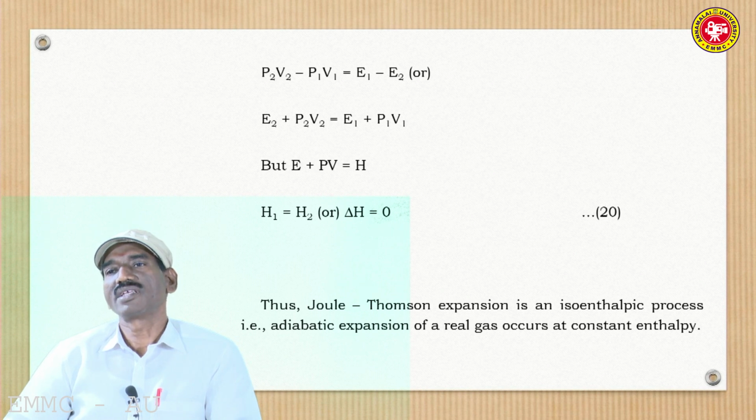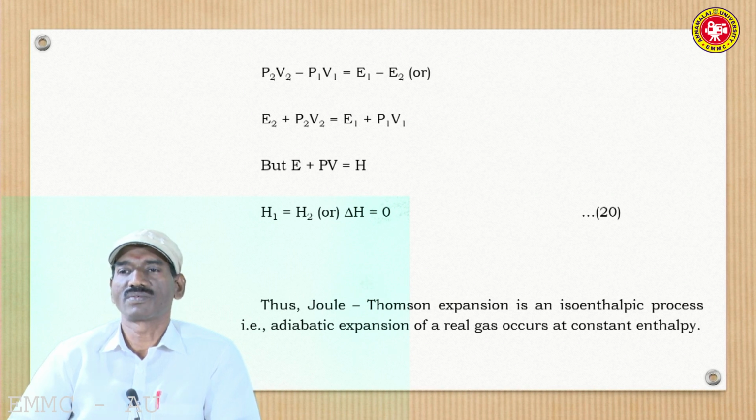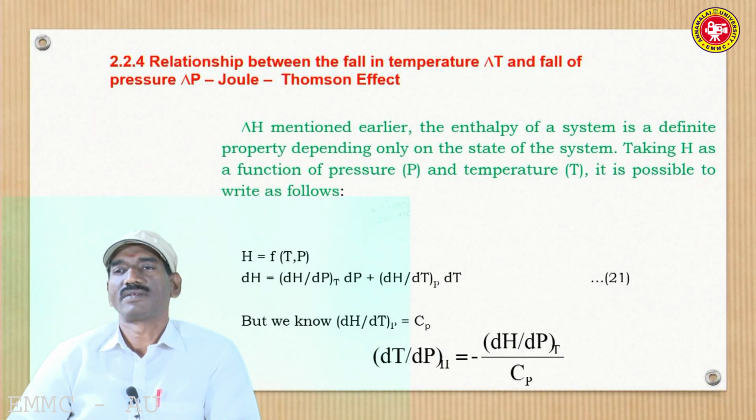P2 V2 minus P1 V1 is equal to E1 minus E2. So, based on this equation, H1 is equal to H2, or delta H is equal to 0. Now the relationship between the fall in temperature delta T and the fall of pressure delta P is based on the Joule-Thomson effect, delta H mentioned earlier.